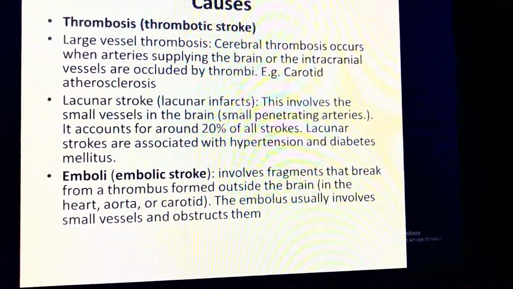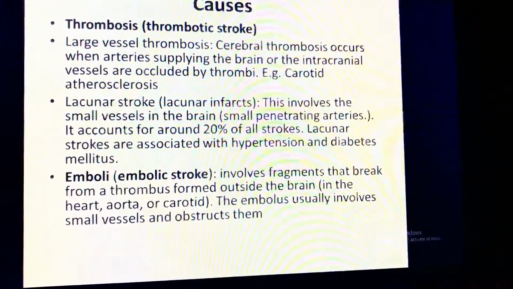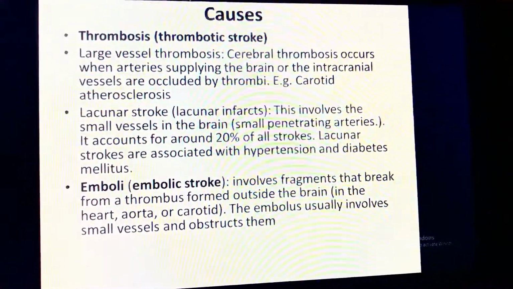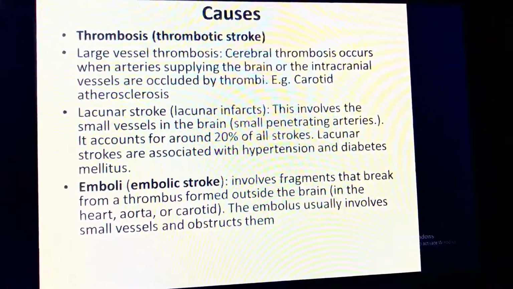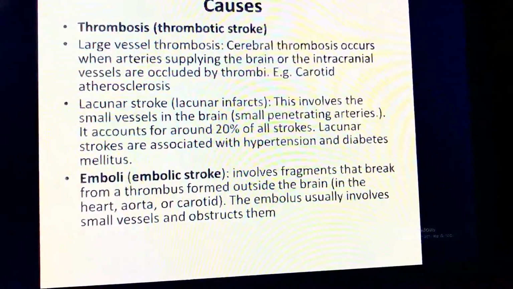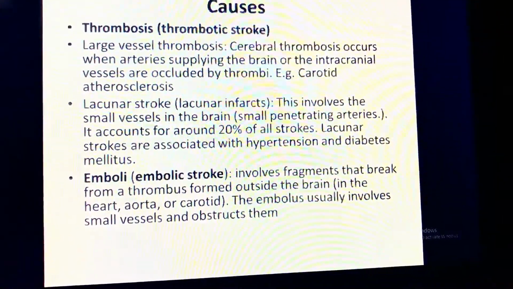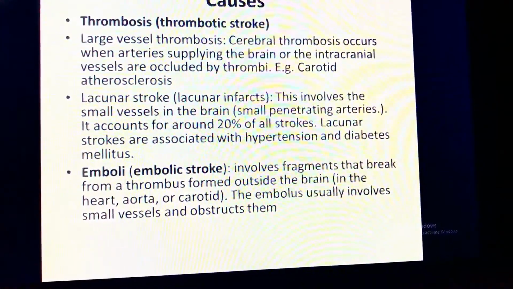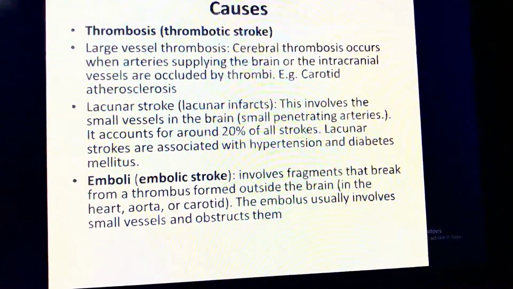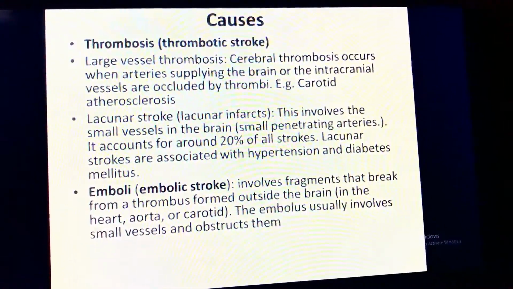Emboli involve a fragment that breaks from a thrombus formed outside the brain, in the heart, aorta, or carotid. The embolus usually involves small vessels and obstructs them. During emboli, the clot can come from other parts, especially the legs, go into the blood circulation, enter the heart pump, go to the lungs, come back to the heart, and go up to the brain. That will be the small one, and it will obstruct the smaller capillaries in the brain and cause deprivation of the blood supply.